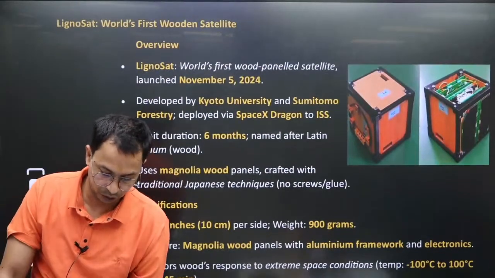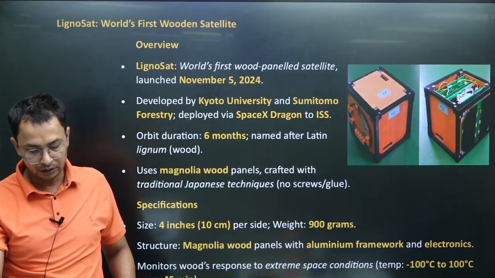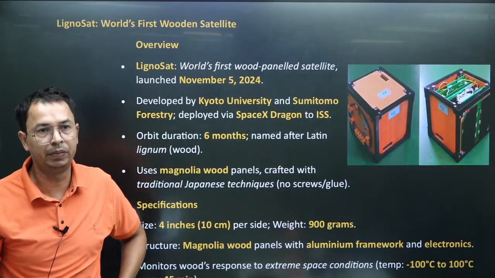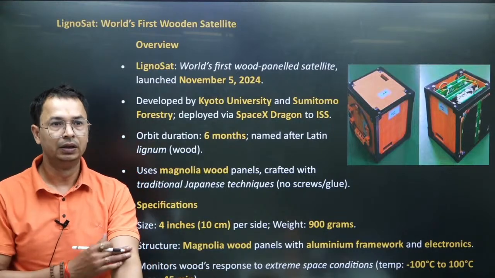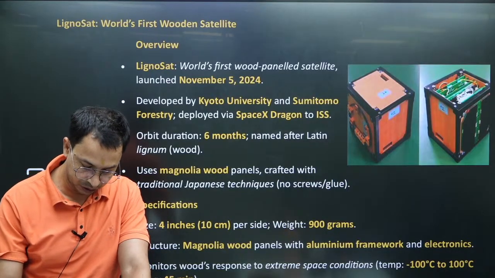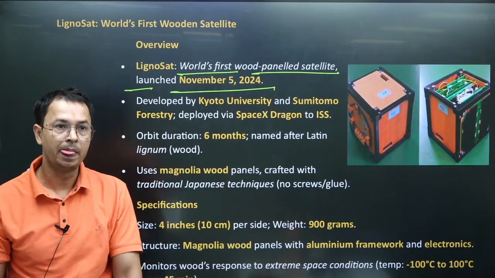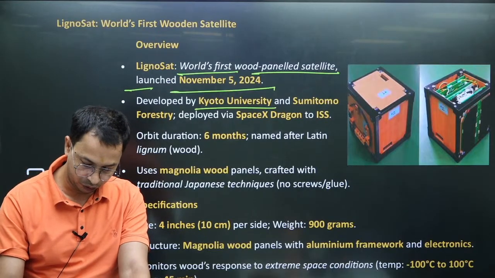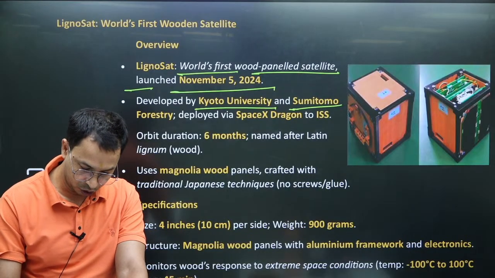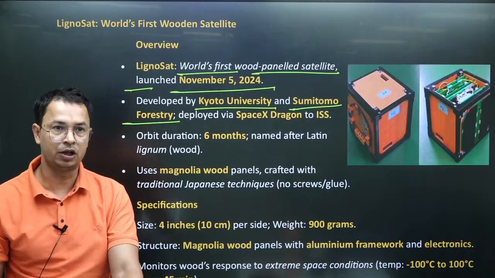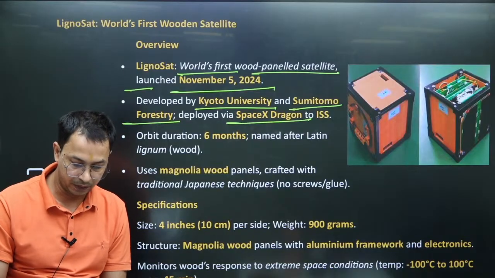So there is one more, that is Lingosat of Japan. First time the wooden surface of any satellite has been used for the purpose of the satellite. Lingosat will be the world's first wood panel satellite, launched on 5th of November 2024, and it is developed by Kyoto University and Sumitomo Forestry, and it is deployed by the SpaceX Dragon rocket to the ISS.